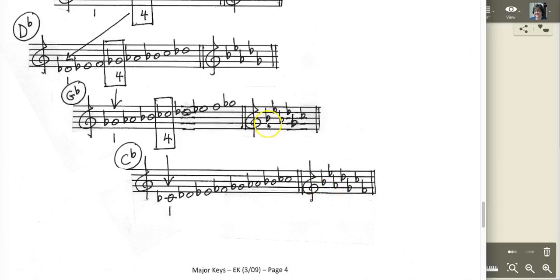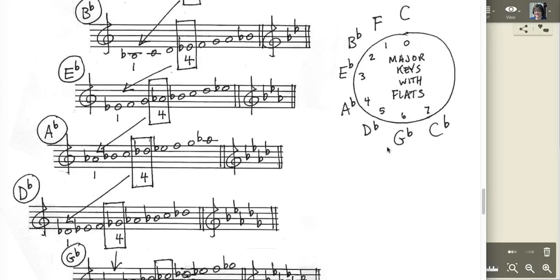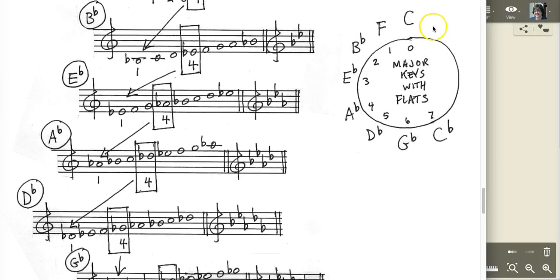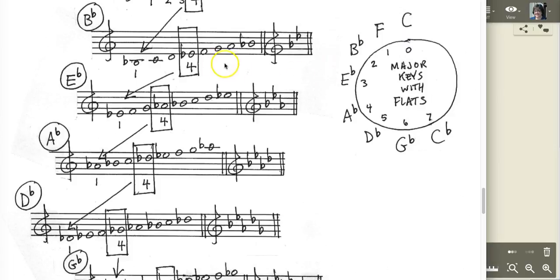And remember, the key signature always goes in the same order. So on the flat side of the circle, it goes this way, 1 to 4, and it's always the distance of 4 between the tonic and the subdominant in this case. So that's half of our circle.